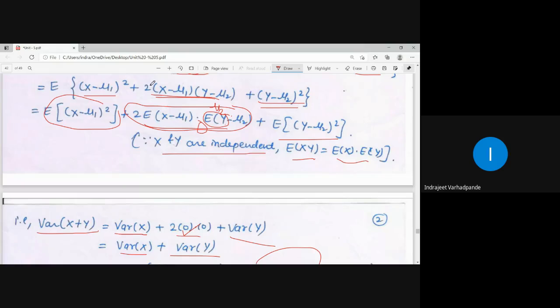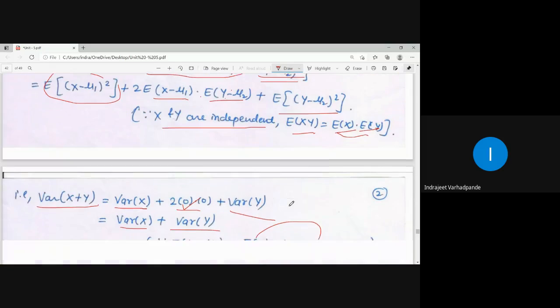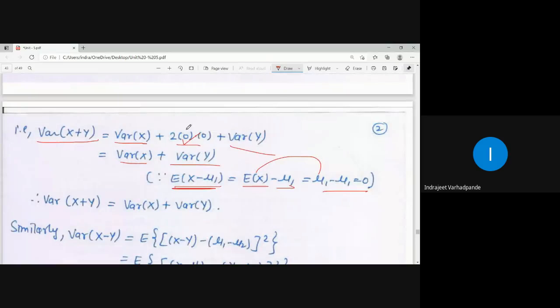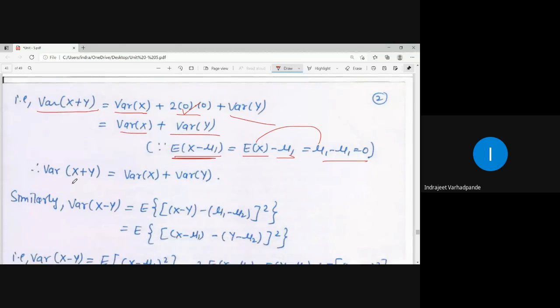Now I took the expectation of the product. See, whichever random variables are independent, I took the expectation of this bracket, but this product is the product of individual expectations, and therefore I am getting it in this manner, right? Because they are independent. So that is how I conclude that these two values are 0, and hence I am getting this. They have proved this for var of x plus y.